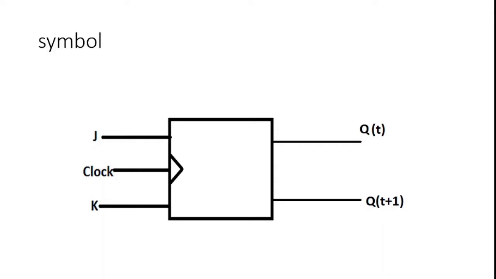So this is the symbol, as you can see, and there is J, K, which are inputs, and then there is a clock, and then you have the outputs, which are QT and QT plus 1.